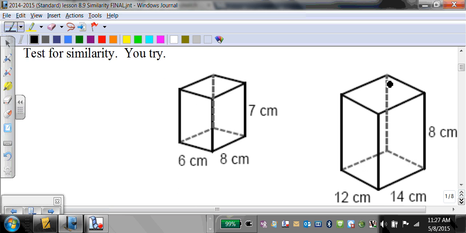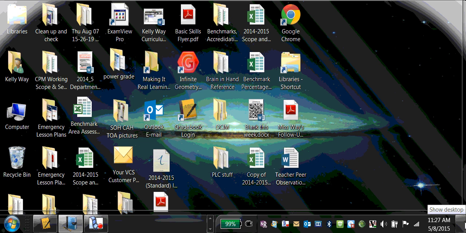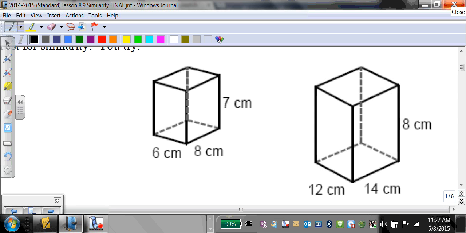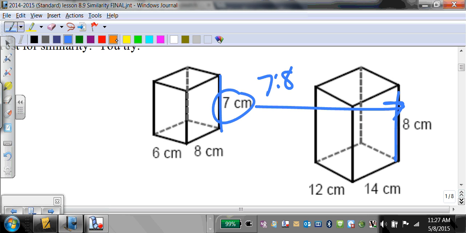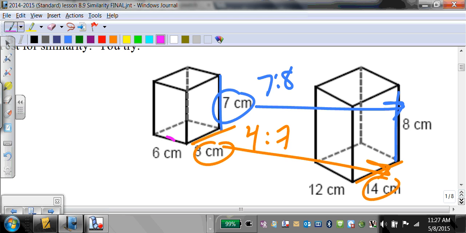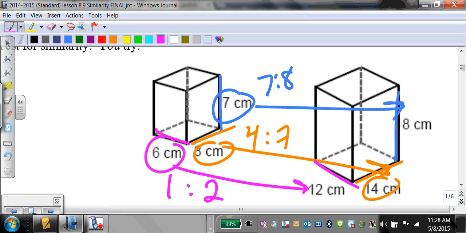Okay, ready? You try these ones. Match up all three sides. Do all three ratios. Go. Match up all three ratios. Okay, 7 to 8, 4 to 7, 1 to 2. No. Okay, so now I've given you two examples of things that are not similar.